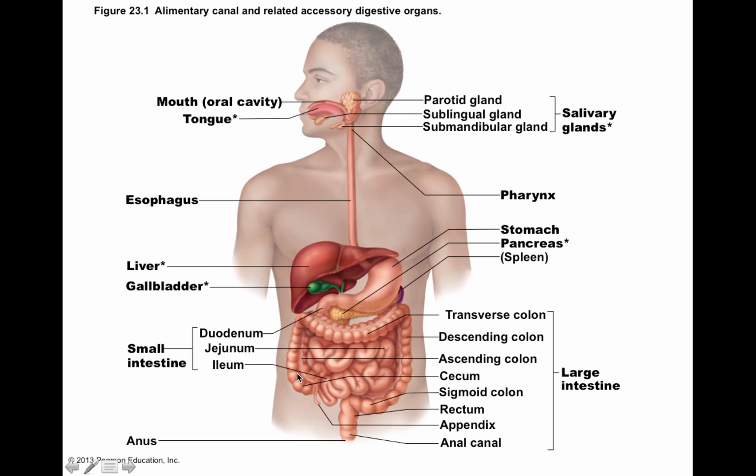And then we have the ascending colon, and then over here we have the transverse colon, and then it goes to the descending colon, sigmoid colon, rectum, and anus. Now the colon is the large intestine. Now what makes the large intestine large is not its length. In fact, it's actually pretty significantly shorter than the small intestine. The reason why the large intestine is called large is that its diameter is much larger than the small intestine, right?